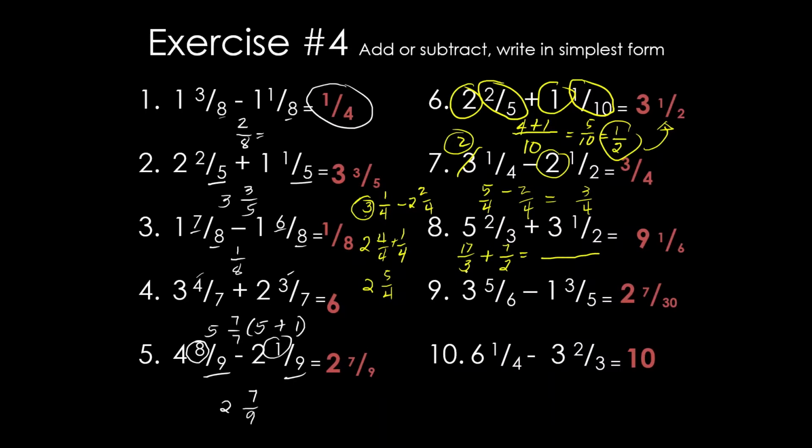Ayan. Then, afterwards, kailangan natin kunin yung LCD ng dalawa. Ang LCD nila ay 6. Okay. So, 6 divided by 3 is simply 2 times 17. 17 times 2 is 34. Plus, 6 divided by 2 is 3 times 7 is 21. And then, 34 plus 21 is 55.